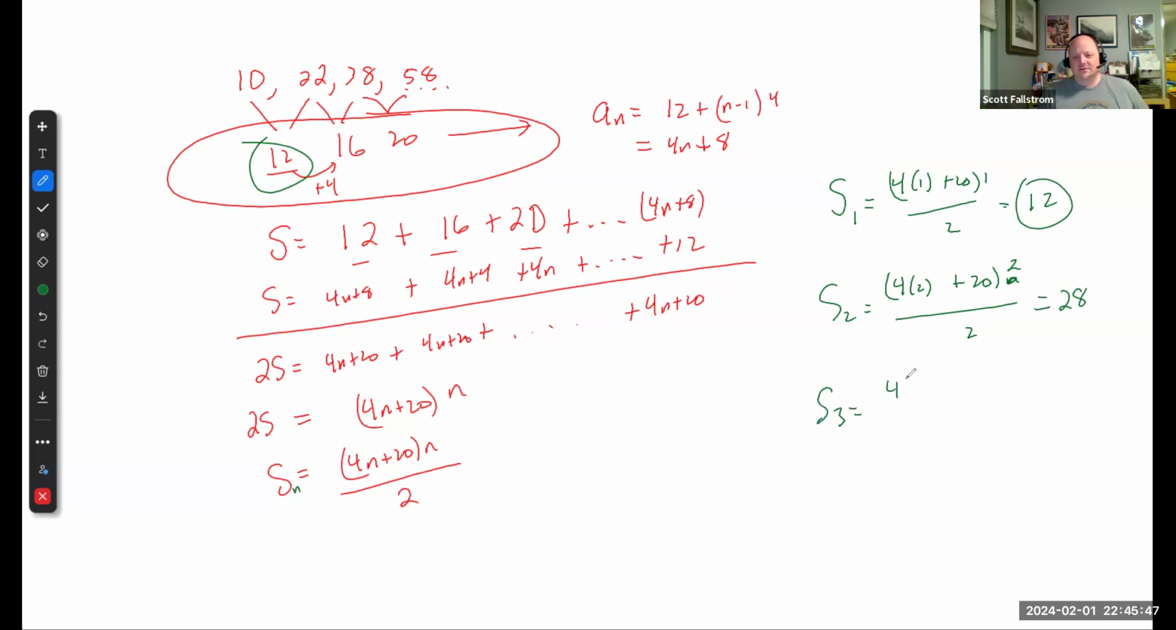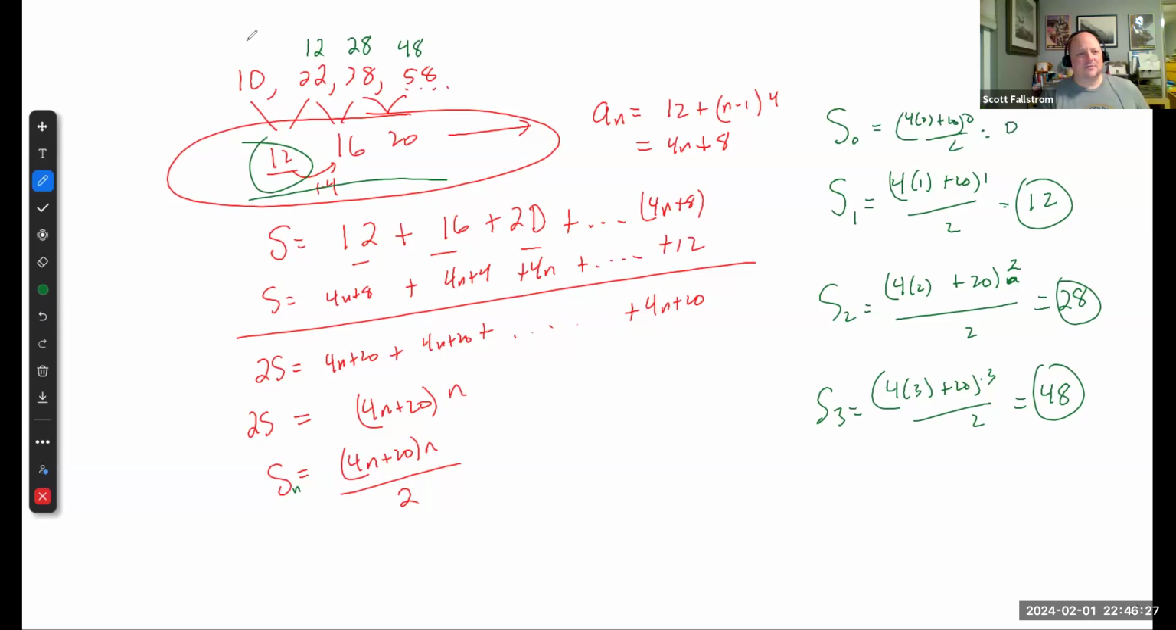S3, I put this in 4 times 3 plus 20, whole thing times 3 and divided by 2. 12 plus 20 is 32. 32 cut in half is 16 times 3 is 48. Okay. So these are the sums of this sequence right here. And it may not look quite as cool to you, but I'm going to lay them down right above the sequence we really did want to find. Let's take a look. Notice I get a 12. I get a 28. I get a 48. And if you wanted to find the 0 term, plug in 0.